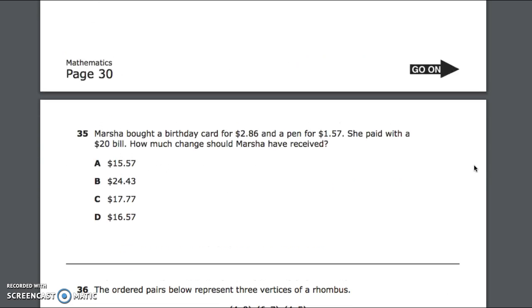Number 35. Marcia bought a birthday card for $2.86 and a pen for $1.57. She paid with a $20 bill. How much change should Marcia have received?